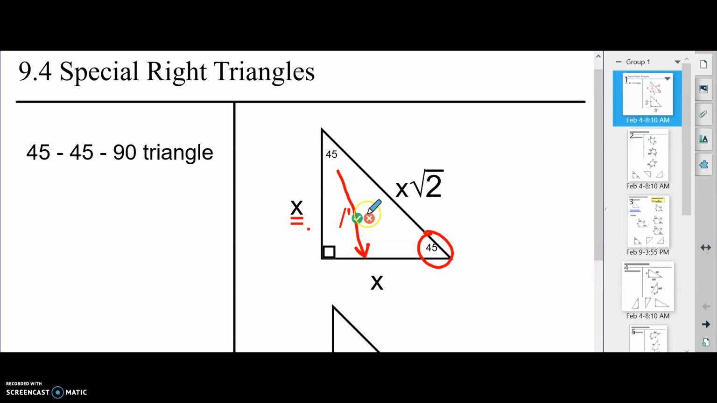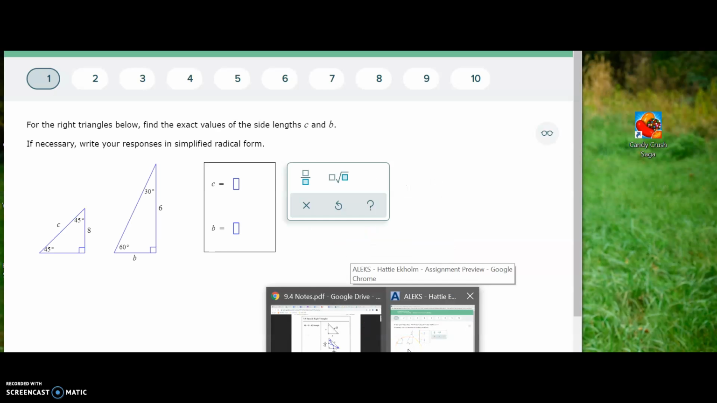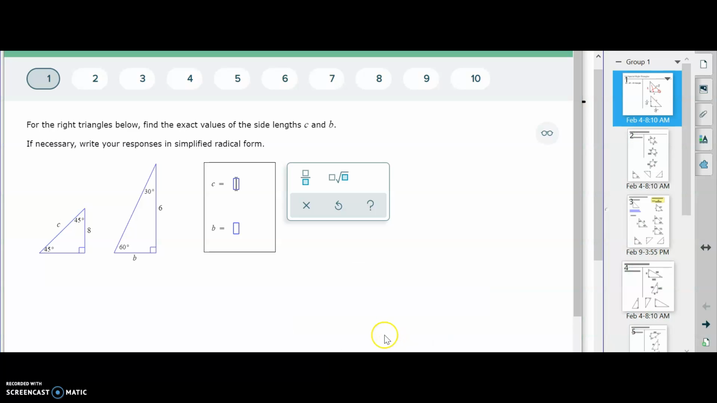Okay. So if I take a look at IXL for today, let's see if I can find it here. We might as well look at ALEX as long as we're here. So this is the first question on ALEX. So again, you can choose whether you want to do IXL or ALEX. It's up to you.